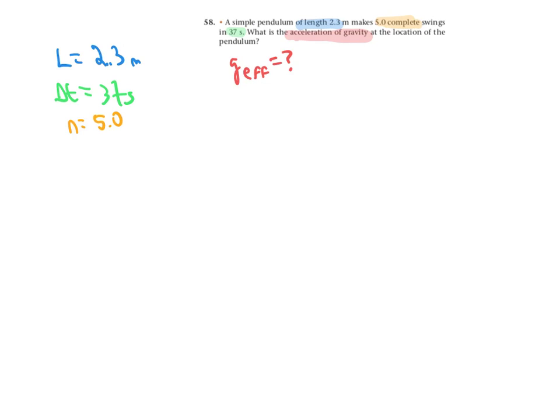So we're going to say the period is the total time taken over the number of swings that happen. In other words, there are 37 seconds to do 5 complete swings. So that period is 7.4 seconds. And we know we have significant figures, so we're okay.